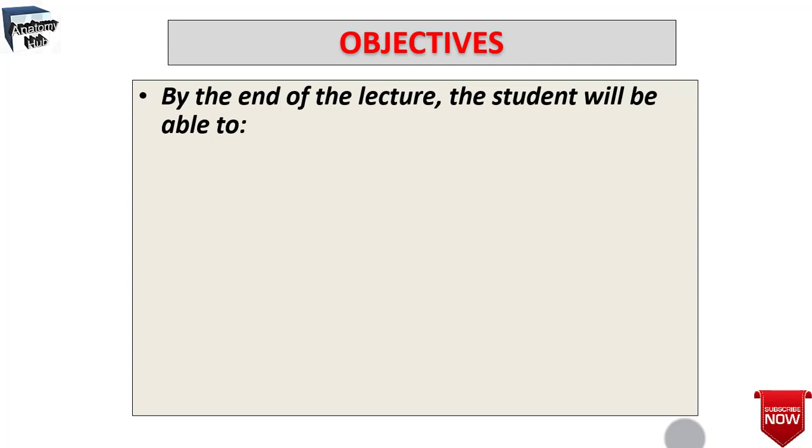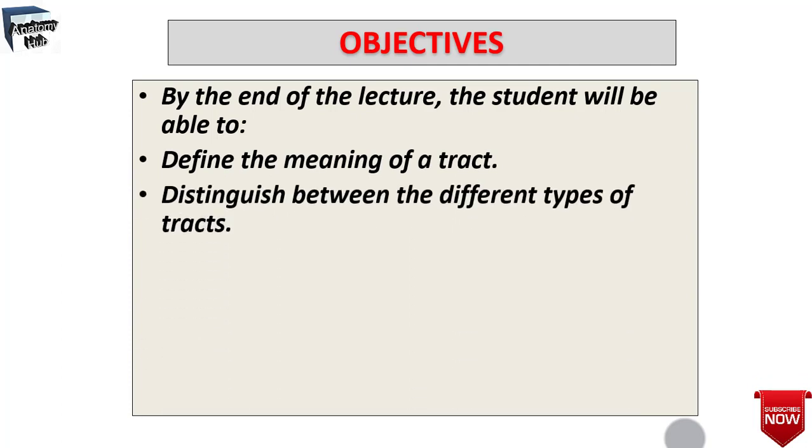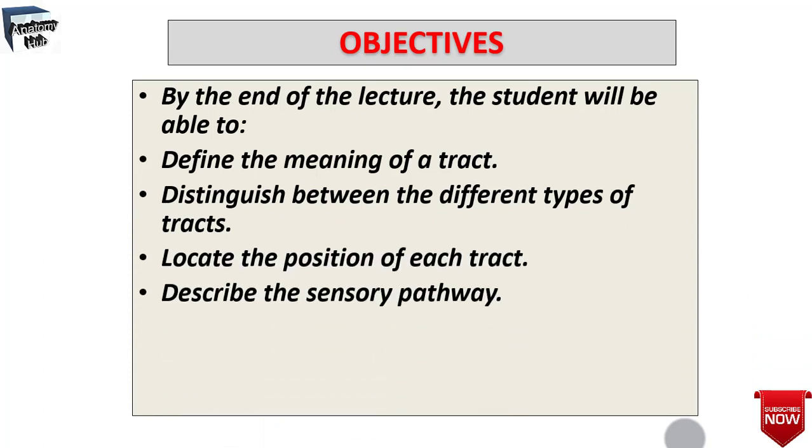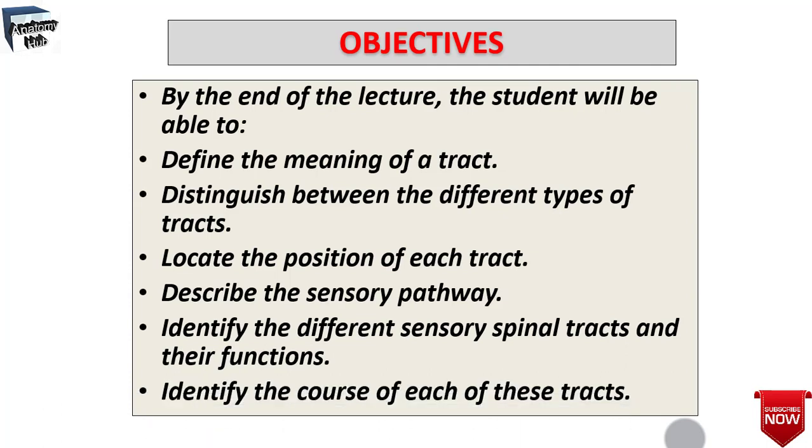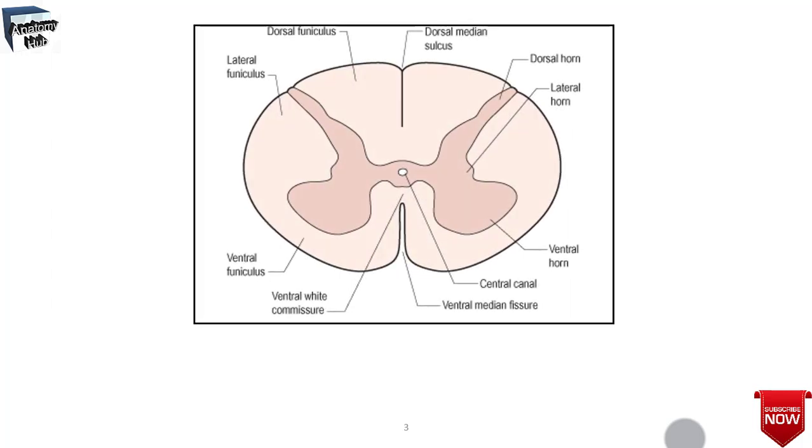By the end of this lecture, you will be able to define the meaning of a tract, distinguish between the different types of tracts, locate the position of each tract, describe the sensory pathway, identify the different sensory spinal tracts and their functions, and finally identify the course of each of these tracts. So let's start here, where you can see the section of the spinal cord.